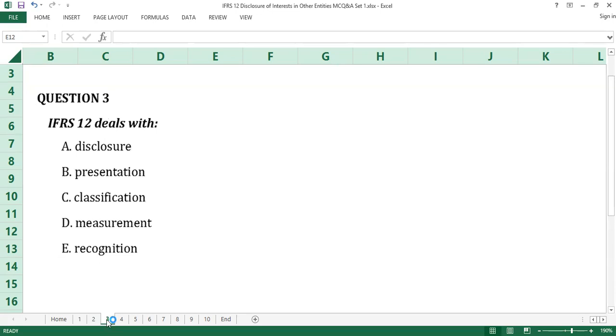Question number 3. IFRS 12 deals with dash. A, disclosure, B, presentation, C, classification, D, measurement, E, recognition. Time counts.